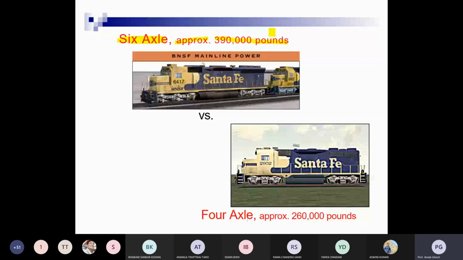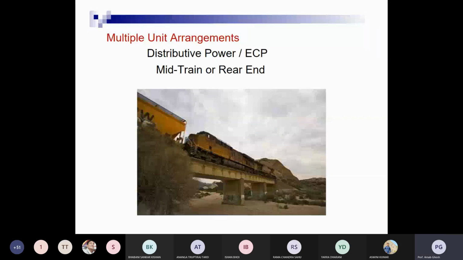Then the next one is your 4 axle. Here you can see only 2 pairs of front wheels and another 2 for the second wheels. So that is 4 axles. If the axles are fewer, definitely the weight is also less. In the first it was 390,000 pounds, now it is 260,000 pounds. So by changing the axles, the rating also will change.